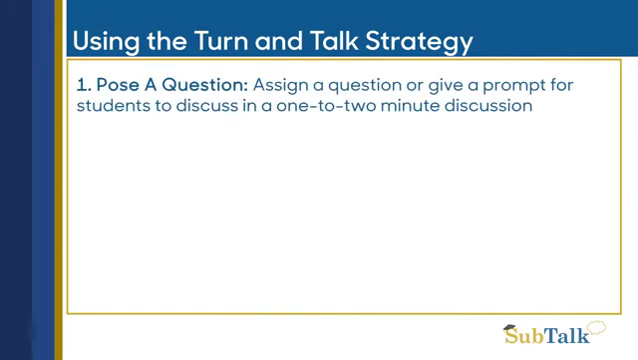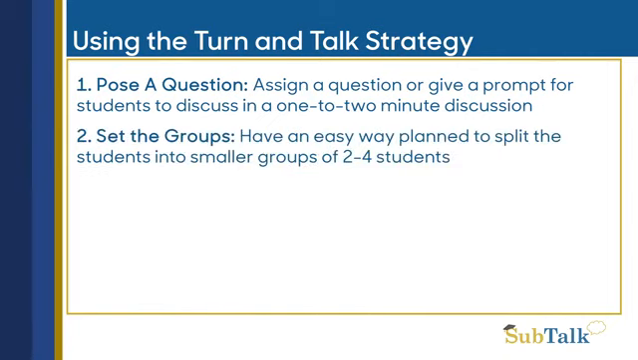Step 1. Pose a question. In the class, assign a question or give a prompt for students to discuss in a 1 to 2 minute discussion. More time may be required depending upon the prompt or question. Step 2. Set the groups. Have an easy way planned to split the students into smaller groups of 2 to 4 students, either by turning to the person next to them or numbering students off. This should be quick and efficient.